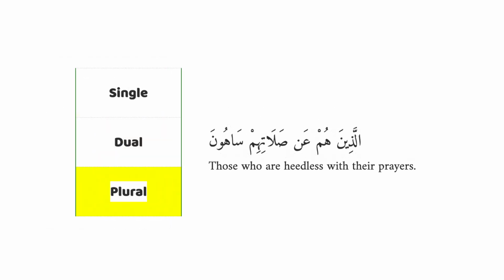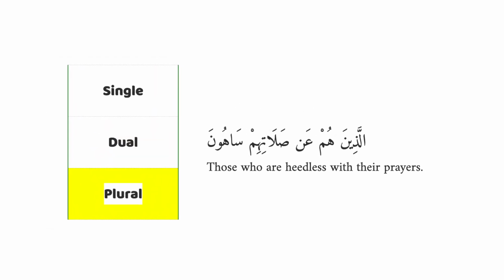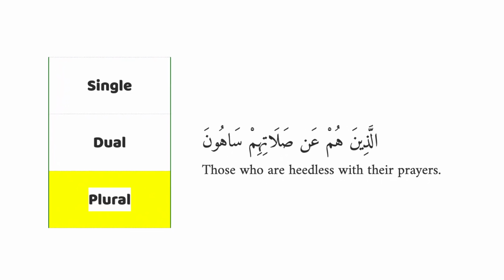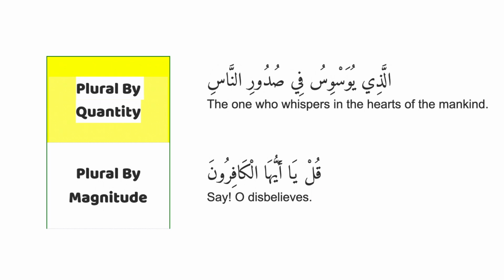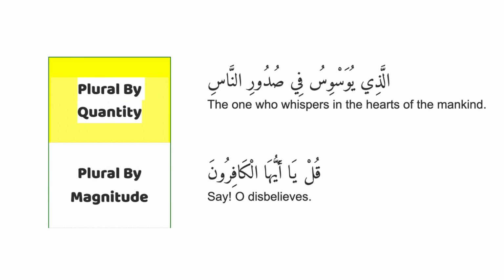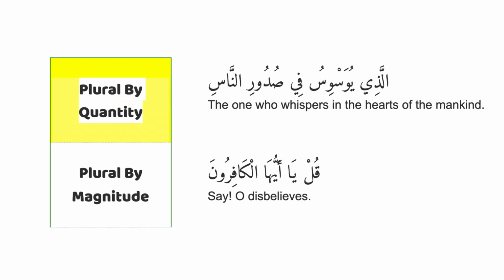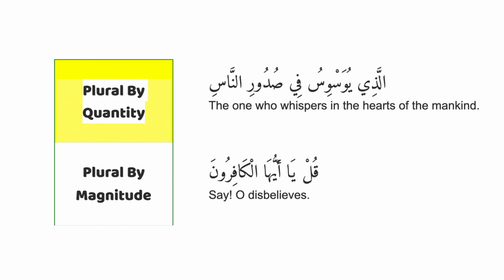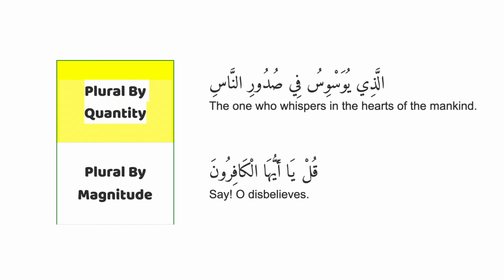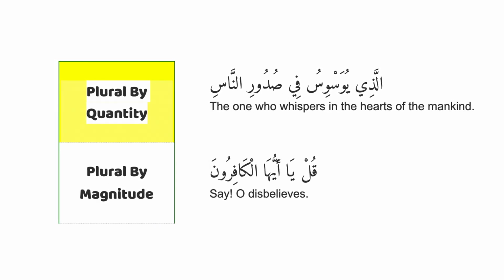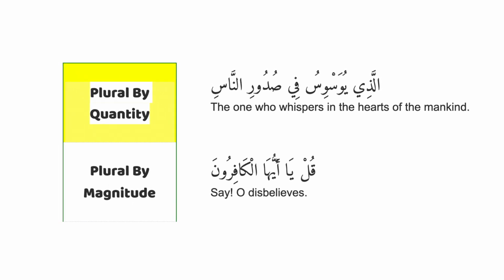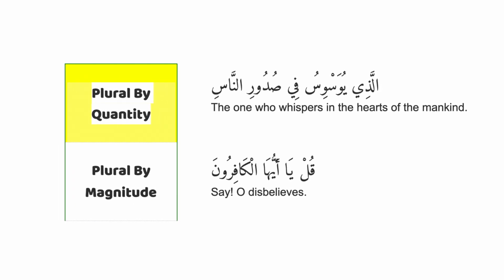Plural. Concepts of plurals are many. الَّذِينَ هُمْ عَنْ صَلَاتِهِمْ سَاهُونَ. There are two types of plural. الَّذِي يُوَسْوِسُ فِي صُدُورِ النَّاسِ. We see wa at sudur means plural, breasts of mankind. قُلْ يَا أَيُّهَا الْكَافِرُونَ. We see a round noon at the end of al-kafiruna. It means it is a plural word.